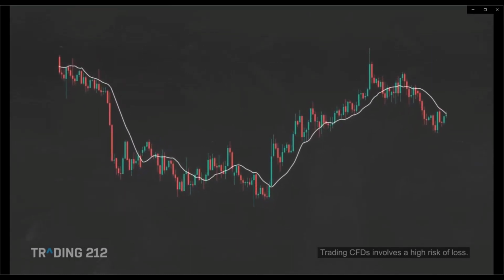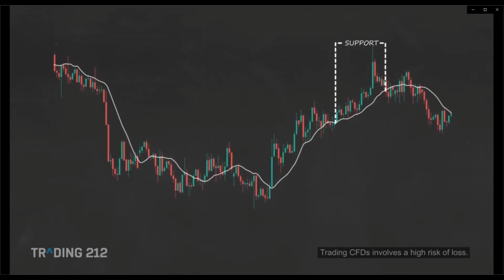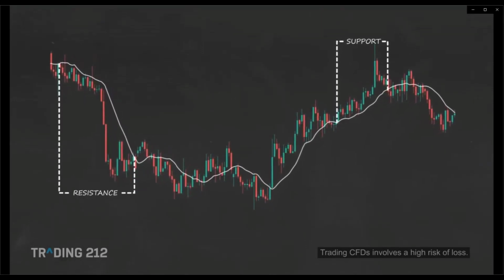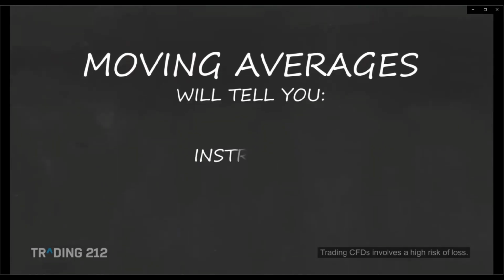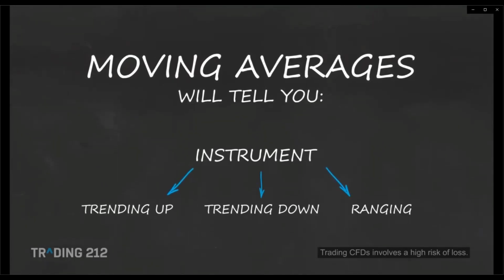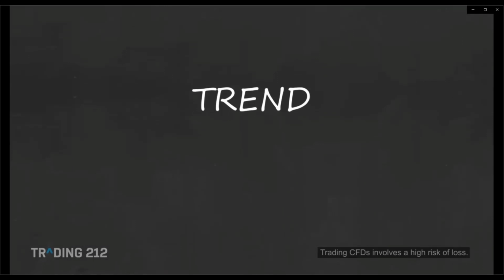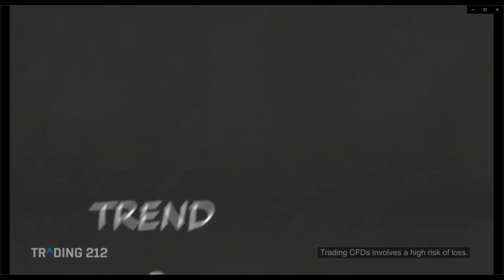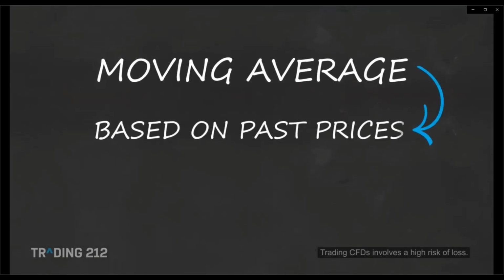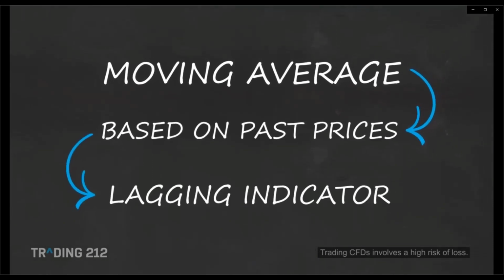Oftentimes, the price of an instrument will find support at the moving average line when the trend is up, and will find resistance at the moving average line when the trend is down. So moving averages will tell you whether an instrument is trending up, down, or if it's ranging. It can tell you if a trend is still in motion and whether it is reversing or losing momentum. Have in mind that a moving average is based on past prices and is known as a lagging indicator.